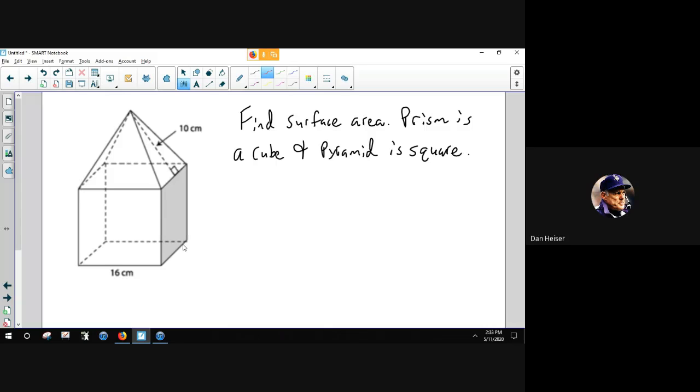So we have 5 shapes that are all 16 by 16. Nice when that happens. Centimeters squared.